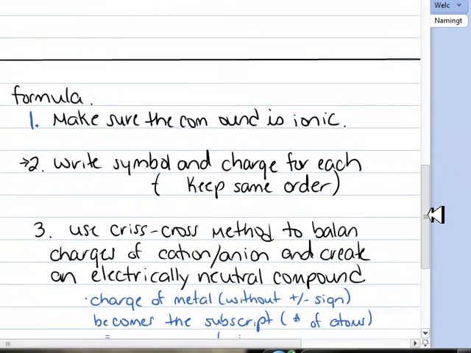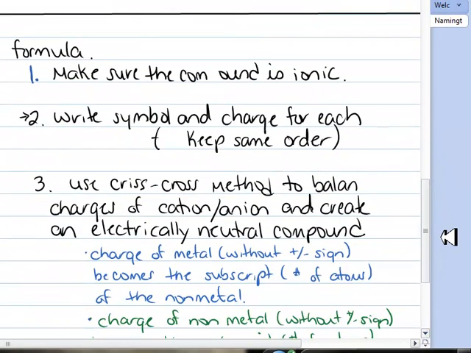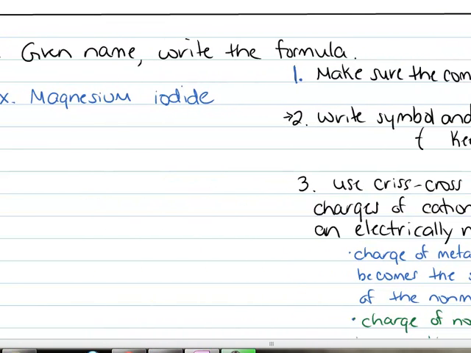Okay, now, a little bit harder to do is to write the formula when they're given the name. And the reason it's a little bit harder is that we need to balance the charges of those ions to get that electrically neutral compound. So again, step one is always the same, to make sure it's ionic. Here, again, magnesium is a metal. It's on the left side of the periodic table. Iodine is a nonmetal. It's in the upper right-hand corner. So yes, we know it's ionic, so we can proceed.